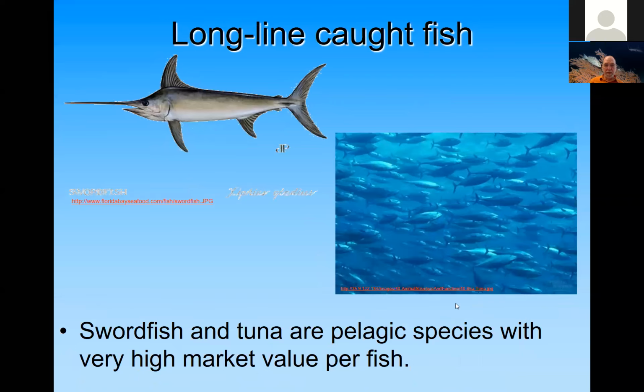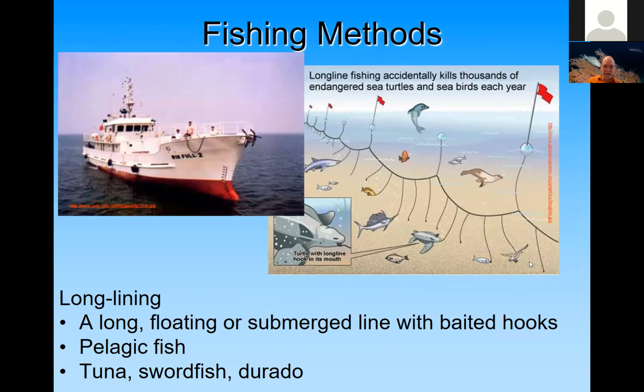Okay, long lining is another fishing methodology, using long lines. These lines can be miles long. The problem with them sometimes is they break loose. There's a lot of bycatch, so fish or organisms that are caught and killed by the fishing line that aren't the target species. And then all these hooks have to be baited, and so there's a big pressure to catch the bait fish.